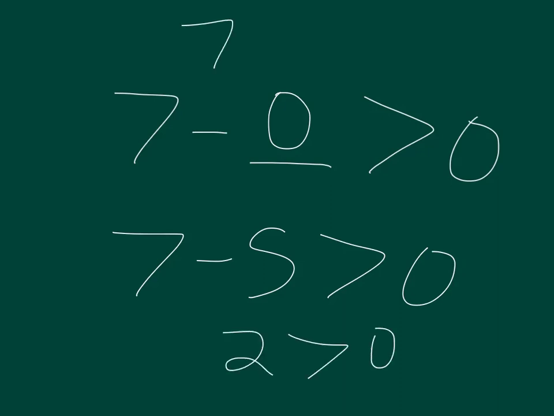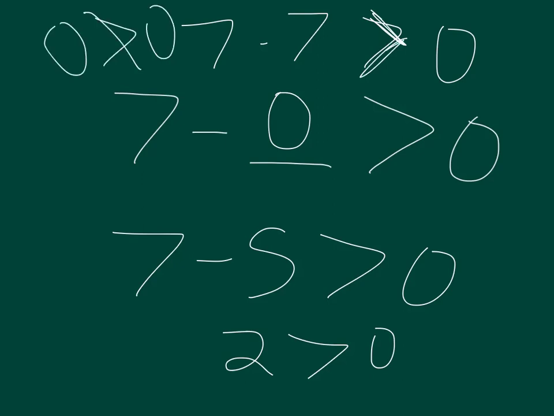Okay, what about 7 minus 7? Is 7 minus 7 greater than 0? What is 7 minus 7? That's 0. 0 is not actually greater than 0. It's the same as 0. Okay, so now 7's too much.